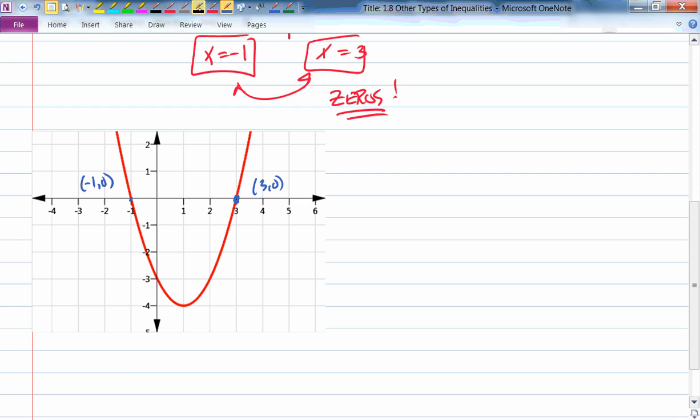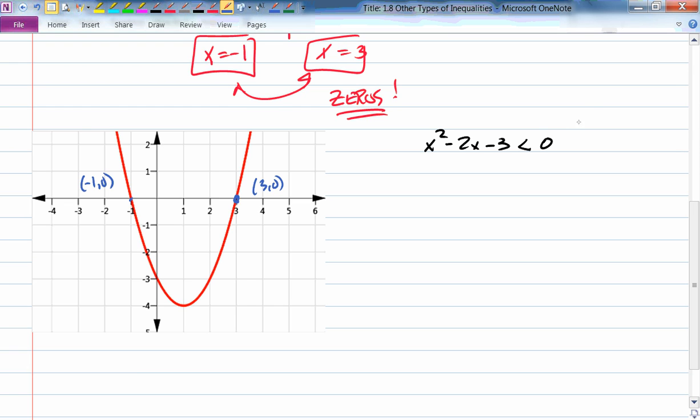Okay, now, what if I did this? What if I said, instead of asking you to solve x squared minus 2x minus 3 is equal to 0, I'm going to ask you to solve when it is less than 0. Okay, let's interpret that. What does that mean? That means that I'm looking for values of x that will give me outputs that are less than 0.